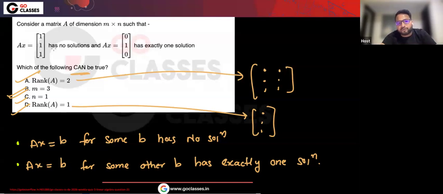Whenever you see this, it actually means that they are saying for some vector you have no solution, for some vector you have exactly one solution. Then you can infer what they are trying to say, right? So just treat it as some vector, not exact values. Don't go with exact values. If you treat it like, for some vector you have a solution, for some vector you don't have a solution, then you will be able to answer this question.